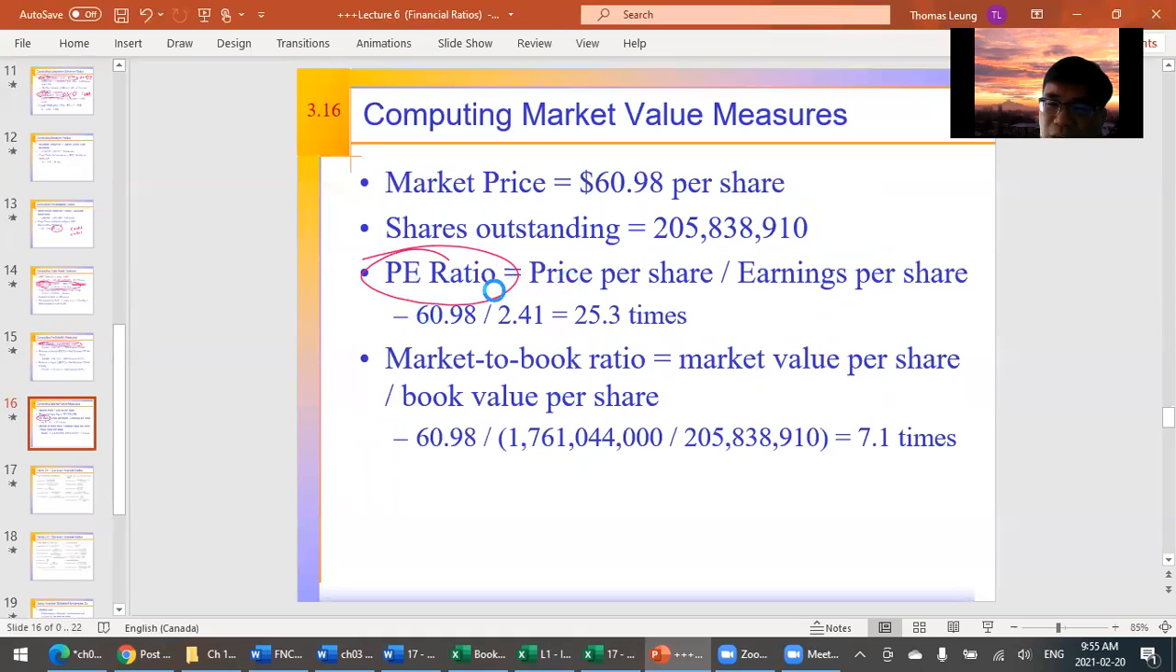P stands for price, E stands for earnings, price earnings ratio. So you're putting the price together with the earnings. Let me put it here. It should be market price divided by earnings per share. That's the PE ratio.